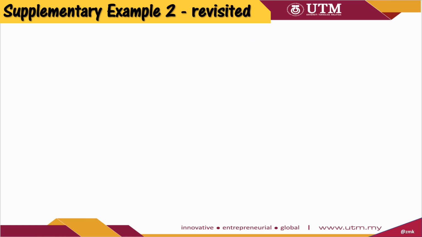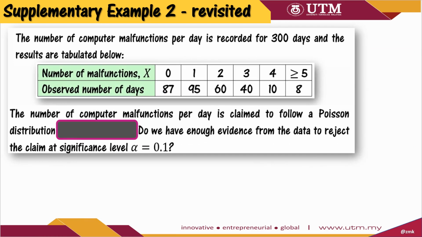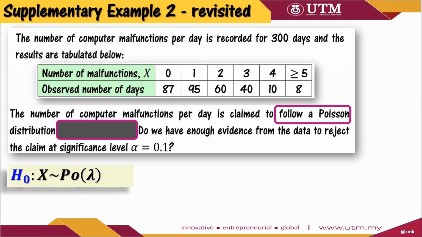Let's look at the supplementary example 2 again, but this time suppose the parameter value is not given. What we only know is to perform a goodness of fit test on whether the number of computer malfunctions per day follow a Poisson distribution or not. Therefore, under H0, the number of computer malfunctions denoted by X is assumed to follow a Poisson distribution with the unknown parameter lambda. And under H1, X does not follow the Poisson distribution.